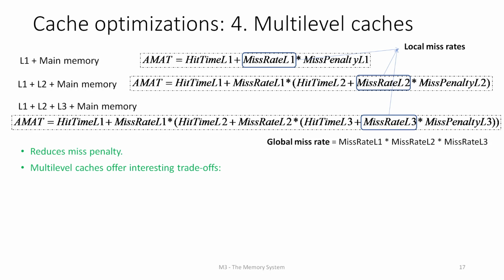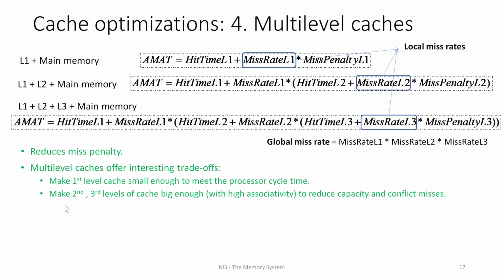Also, multi-level caches offer some interesting trade-offs. The first level cache can be small enough to meet the processor cycle time, both in terms of associativity and size. We can choose such that the hit time is not more than the processor cycle time. That is the stringent constraint. But if we have multi-level caches, the remaining levels of cache can be big enough, both in terms of capacity and associativity, so that the capacity and conflict misses can be reduced. So that is the reason we have multi-level caches almost everywhere now.